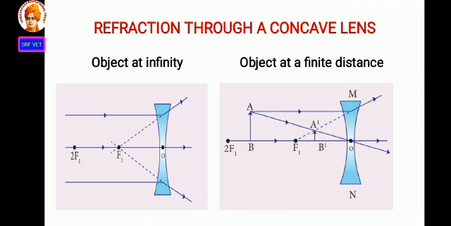Object is placed at infinity, virtual image is formed. Here F1 is the principal focus. The dotted lines show the image formation. Size of the image is smaller than the object. Object at a finite distance. When an object is placed at a finite distance from the lens, a virtual image is formed between optic center and principal focus. Here AB is the object, A1 B1 is the image. So size of the image is smaller than the object.